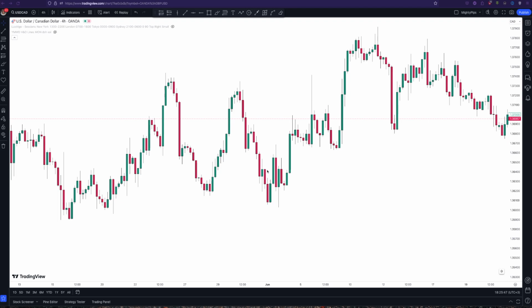So let's go on to the charts now, and I'll show you this very simple strategy that uses a bullish engulfing and bearish engulfing candlestick and market structure breaks. Let's go on to the charts now. So guys, we are here on the USD CAD chart.